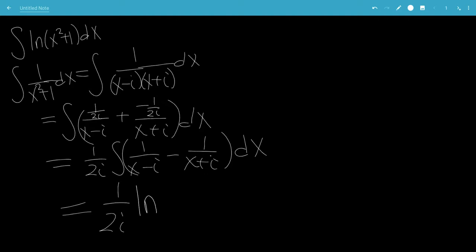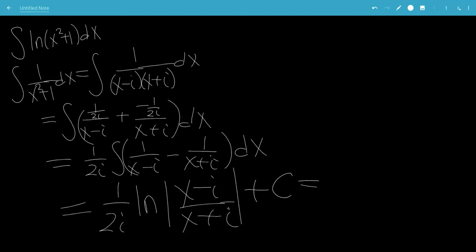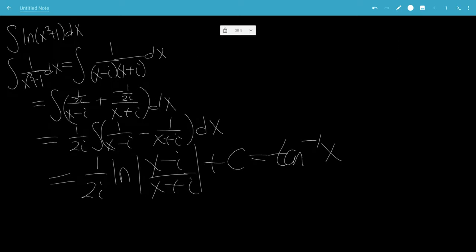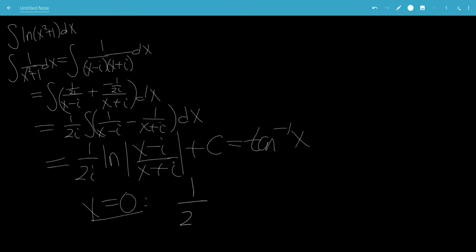So ln, the top will be x minus i, the bottom will be x plus i, absolute value still, plus c. And you know the integral of 1 over x squared plus 1 is inverse tangent x. So let's plug in x equals 0. So we get a nice identity. So we get 1 over 2i ln of x minus i over x plus i. And this will be equal to, when we plug in 0, 0 minus i is negative i over i, which is negative 1.